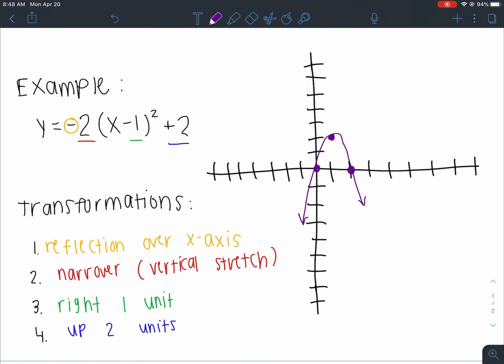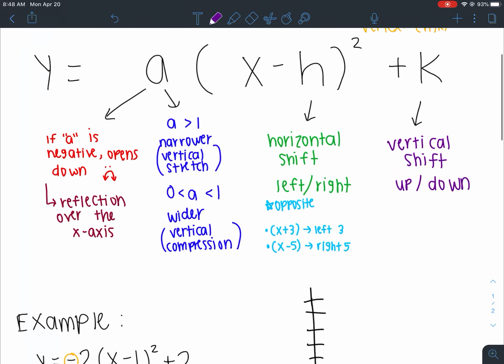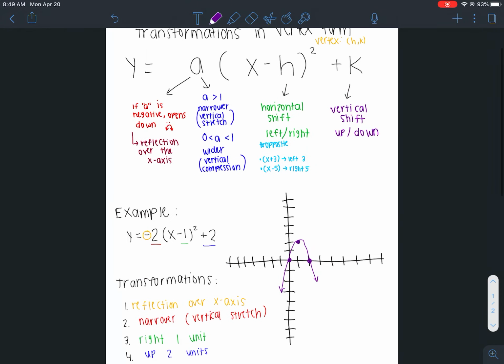So again, transformations, make sure you're looking at your A in both directions, right? It's either going to tell you if it's negative or positive, and then it's going to tell you whether it got narrower or wider. If A is equal to 1, then there is no change, so you wouldn't say anything. And again, if you're inside the parentheses, you're moving side to side, left to right, and it is opposite. And the K on the outside means you're going up or down, and it's exactly what you think it is. And that is transformations of quadratics in vertex form.